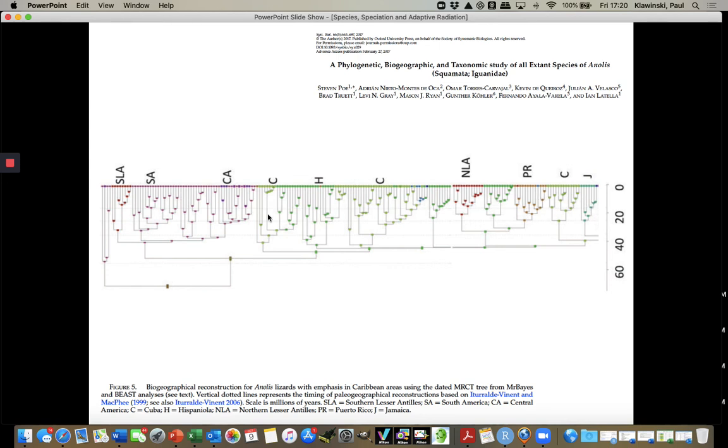And so you might imagine that different species arrive in Cuba at different times, maybe arrive in different parts of Cuba that are not occupied by lizards, and so you have the opportunity for multiple adaptive radiations going on within Cuba, whereas you have single adaptive radiations on Hispaniola, Puerto Rico, and Jamaica.